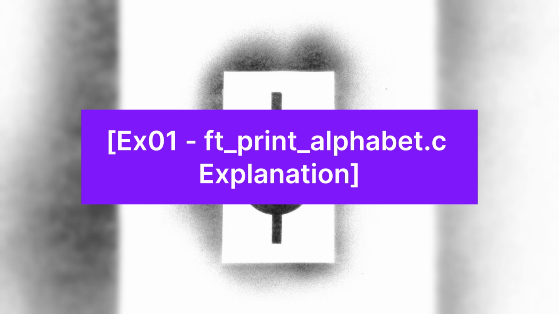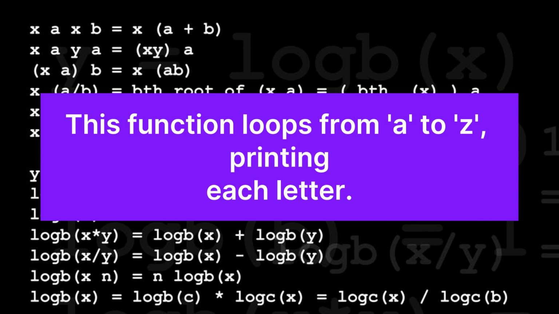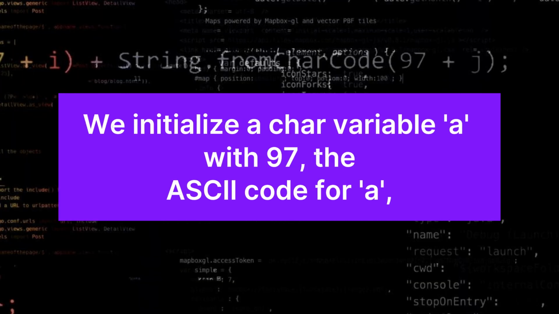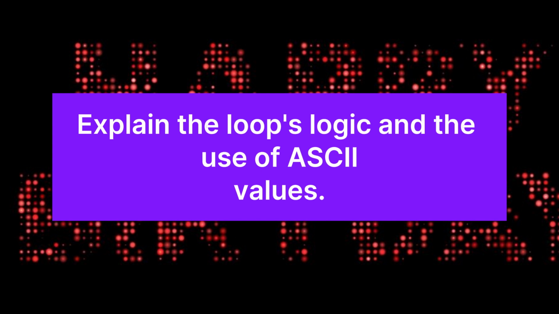X01. ft_print_alphabet.c explanation. Moving on to exercise 01, ft_print_alphabet. This function loops from a to z, printing each letter. We initialize a char variable with 97, the ASCII code for a, and increment it inside a while loop until it exceeds 122, z's ASCII code. Explain the loop's logic and the use of ASCII values.